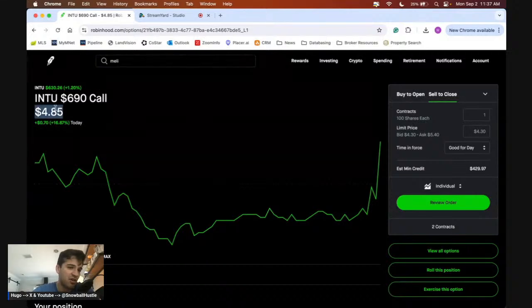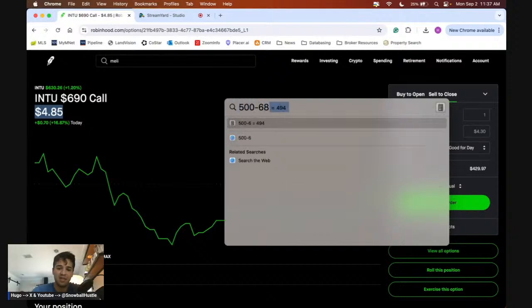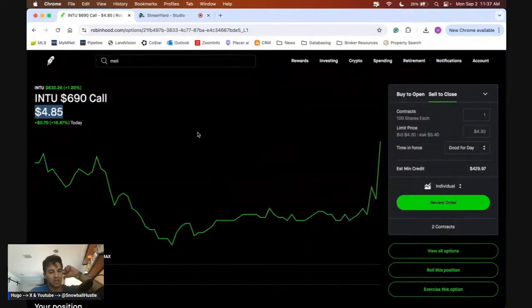And right now it's at 500. So if I wanted to close this right now, you take 500 minus 680. So I would be taking $180 loss per option contract. So give or take $300-400, right? So I just took a $2,000 loss to $300-400, right?